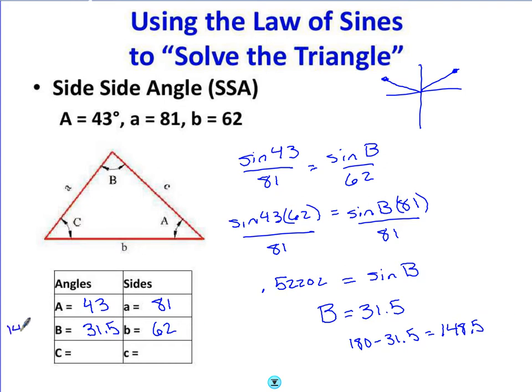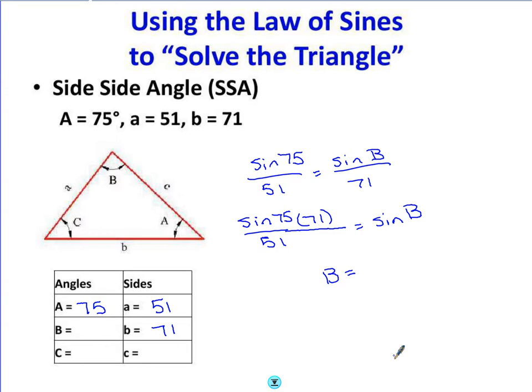But if I made a second triangle and B was 148.5, I already know that angle A is 43. It's not going to change. If I add those together, I end up with 191.5. That's more than 180, so I can't make a second triangle there. So this is an ambiguous case where there's only one triangle. And to finish this out, we could find angle C by doing 180 minus those, and then use law of sines to find side C.